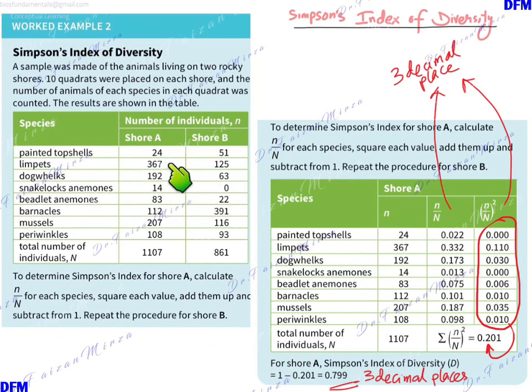Then you can look at the table and look for the reasons why one is more diverse than the other.